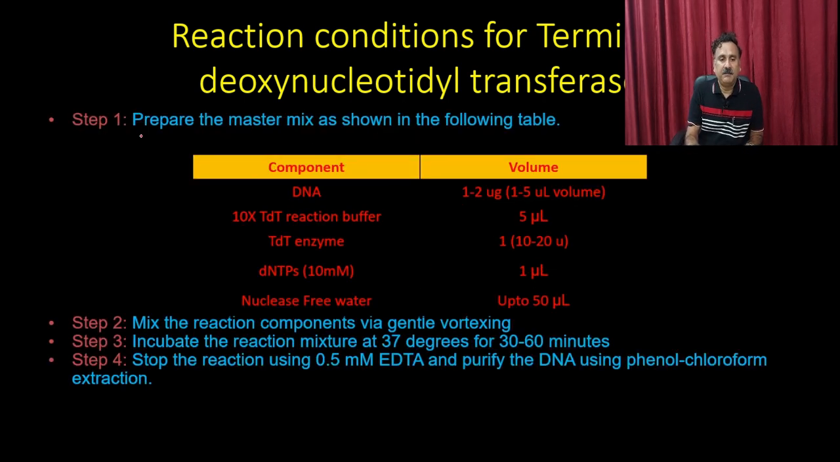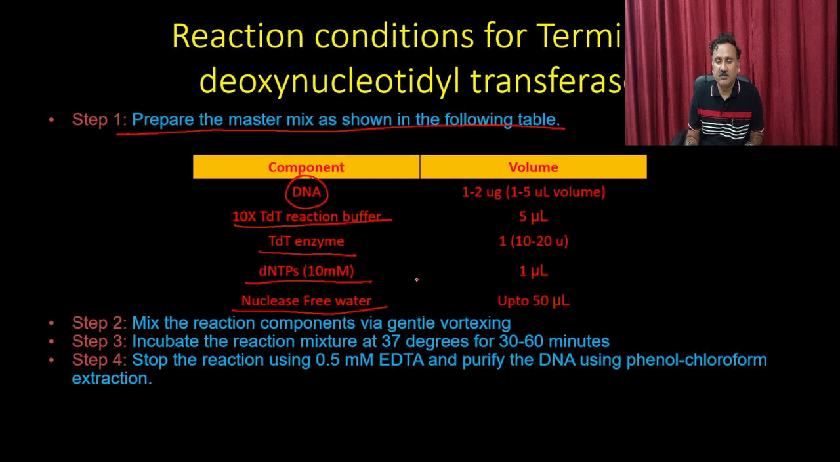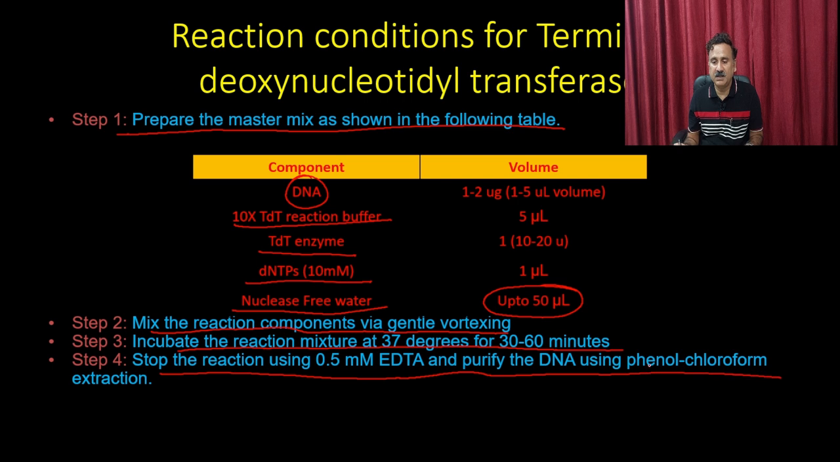And this is the way you are going to set up the reactions. So, you are going to prepare the master mix, right. So, you are going to have the DNA, the 10x buffer, an enzyme, dNTPs, and the nuclease-free water, so that your total reaction volume would be 50 microliter. Then you mix the reaction components via gentle vortexing, incubate the reaction mixture at 37 degrees for 30 to 60 minutes, stop the reaction using EDTA and purify the DNA using phenol chloroform extraction.